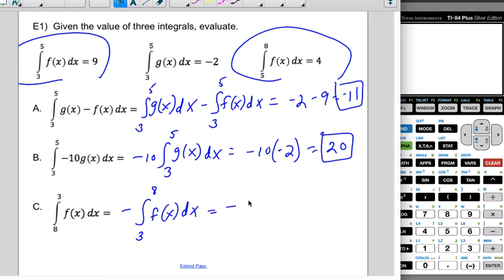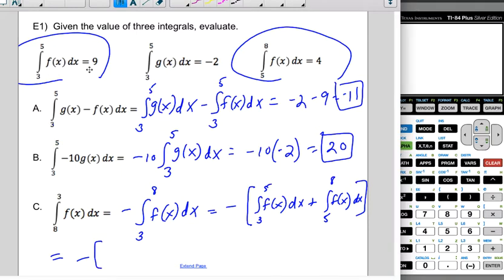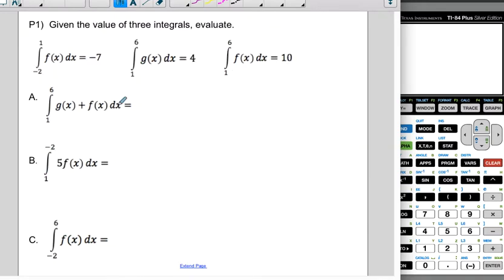And then I'm going to have to recognize that I can't really treat that as one integral. I have to treat that as 3 to 5 plus 5 to 8. So again, tricky for 2 reasons, because of the negative and you have to split it apart. So that's a negative times, and then I know both of those things. That's a 9 plus a 4. So I get -13. All right, you go ahead and give this one a try.